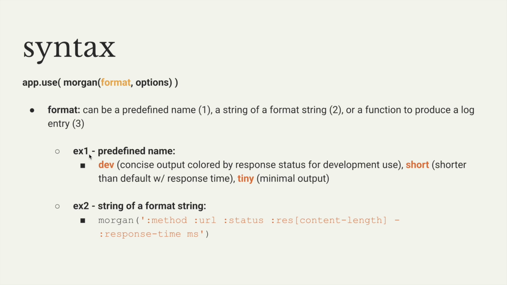Secondly, we have a format string. So here, if you want to customize your specific log entries or just the specific tokens that you want to use, you can. For example, here we could say we want to keep track of the method, URL, status, response content length, and response time.